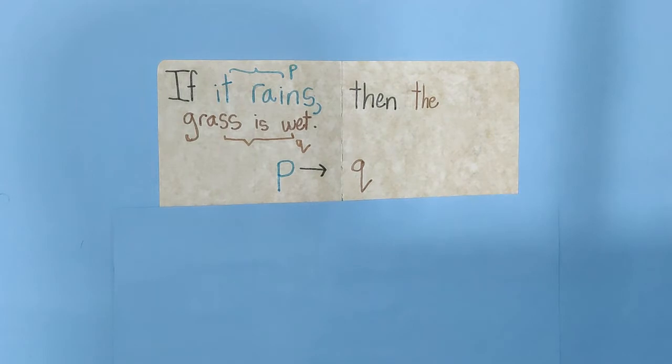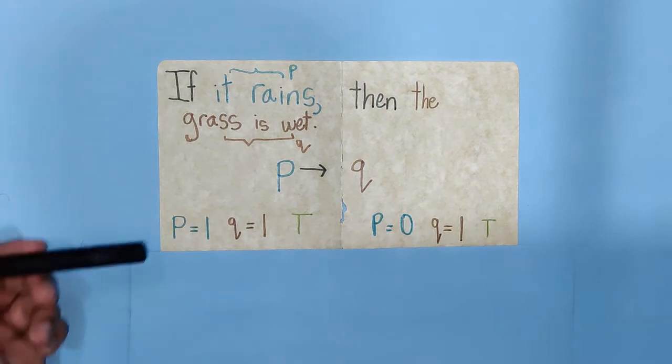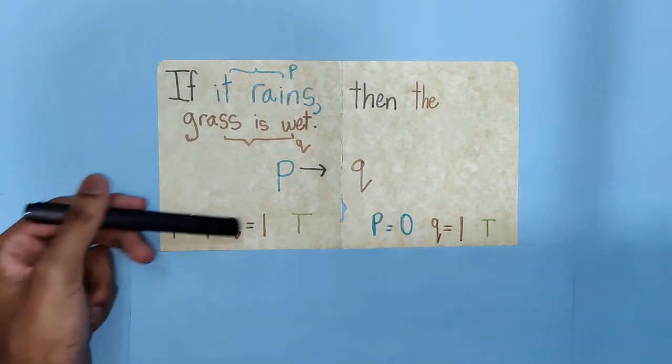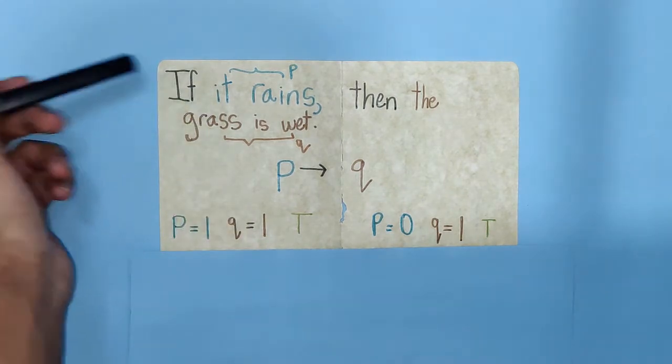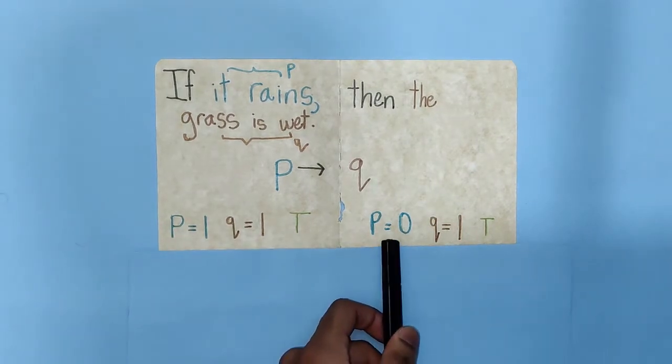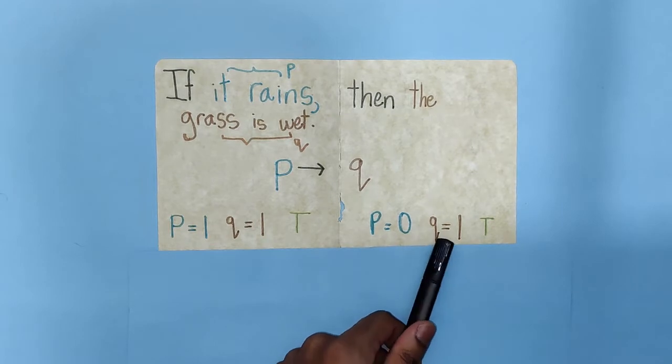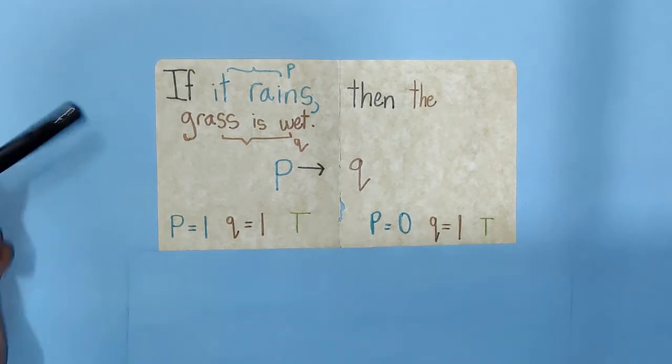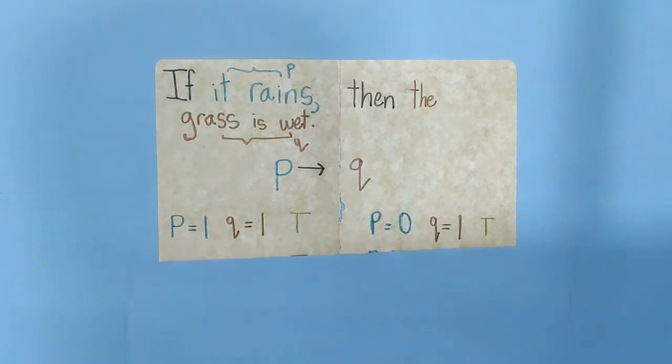That is what this proposition is all about. So what would the truth table for this P implies Q proposition look like? Well, firstly, let's examine the different possible scenarios. So firstly, if it rains and then the grass is wet, well, it would seem that this proposition is true. So what if it doesn't rain and the grass is still wet? Would this proposition still be true?